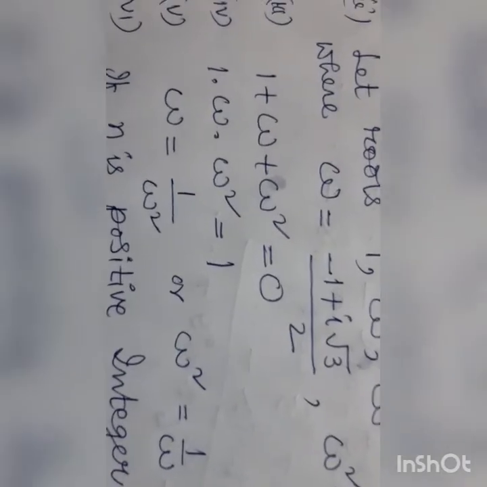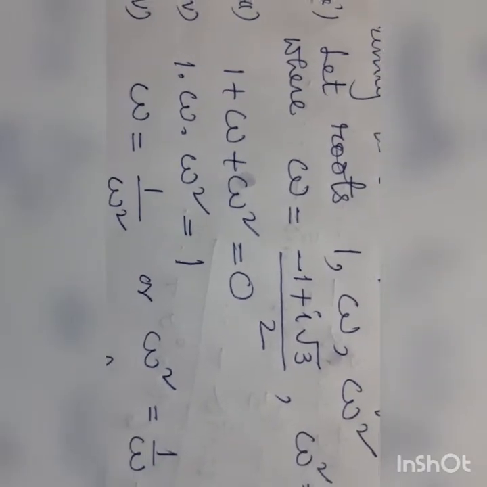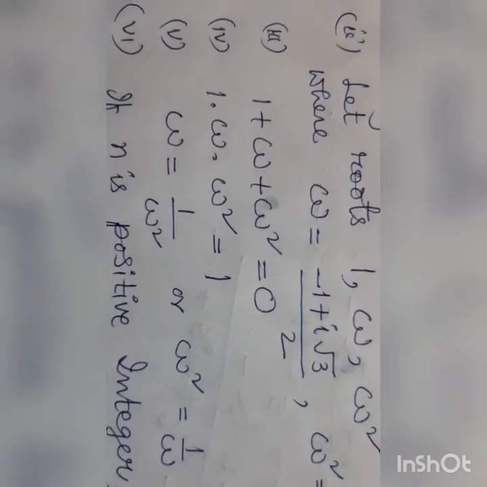Now, the third property is 1 + omega + omega square equals 0. How does it come? We can understand it by ourselves. 1 we keep as it is, plus omega, we keep -1/2 + i√3/2, omega square we keep -1/2 - i√3/2. All get cancelled, and you will get 0. Fourth property, 1 into omega into omega square equals 1. Like that only you have to find the product. If you find the product, you will get 1.